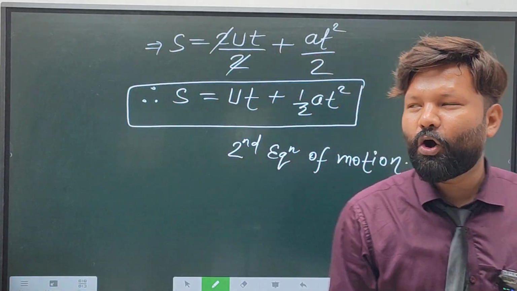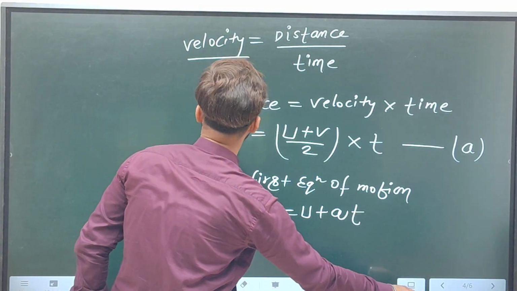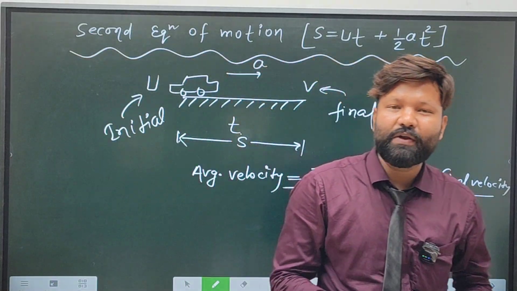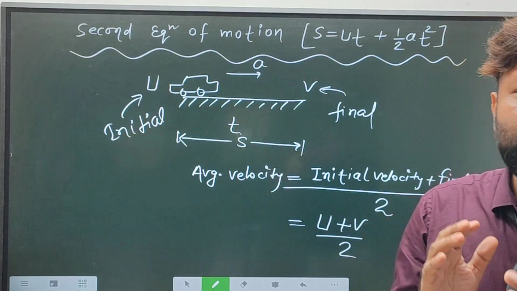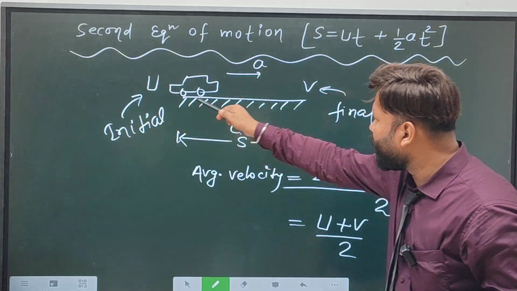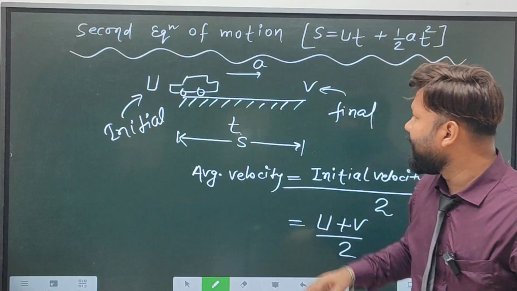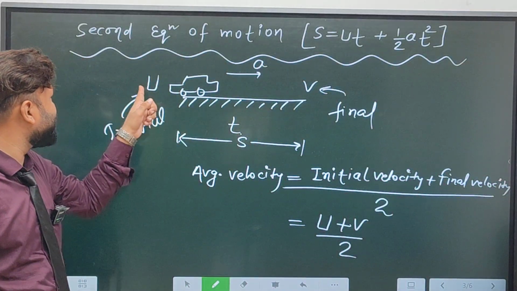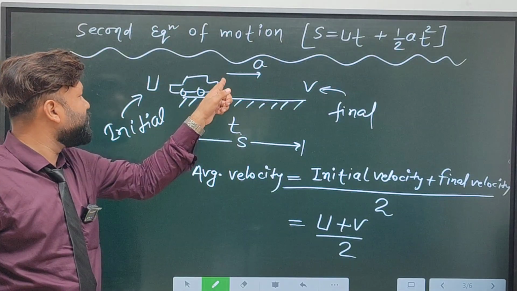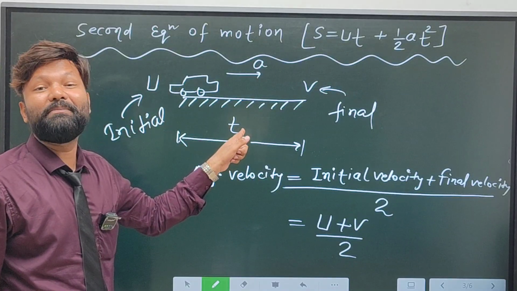Let's revise once again how we have proved s is equal to ut plus half at square. When you are writing in your note copy, students, you have to mention second equation of motion, s is equal to ut plus half at square. Then you have to draw this diagram, and after drawing the diagram you have to write the language. What language you have to write? A car moving with initial velocity u, after time t, final velocity of the car becomes v, and the uniform acceleration of the car is a. Suppose the car has covered a distance s in time t.